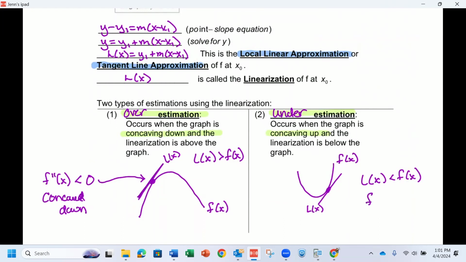Again, you're still going to have to look at the second derivative. Remember, to be concave up, your second derivative is going to be greater than 0. So this is when your graphs are concave up. So again, we have to know what's happening at the concavity at that point on the tangent line. So like I said, we did the linearization back in Unit 3. The part that's new is whether or not it's an over or underestimation.